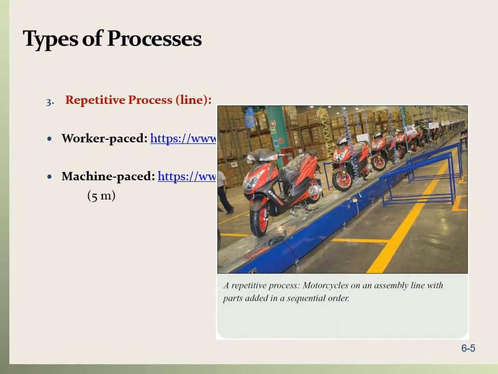The next type of process is the repetitive process, or as they call it, assembly line, or simply just a line. There are two types of assembly line, the worker paced and the machine paced. Here is an example. You can actually follow the link provided and watch the video clips. In this picture, you see an example of assembly line, a repetitive process, motorcycles on an assembly line with parts added in a sequential order, and that's what an assembly line looks like.